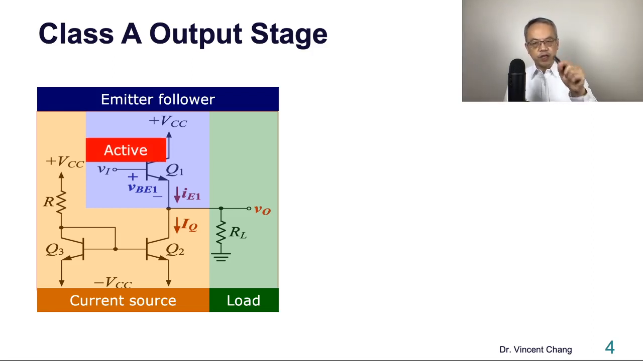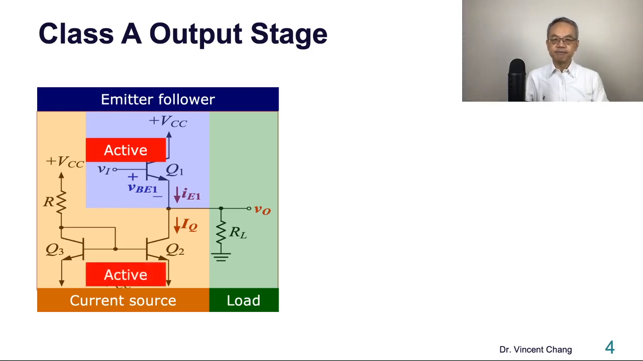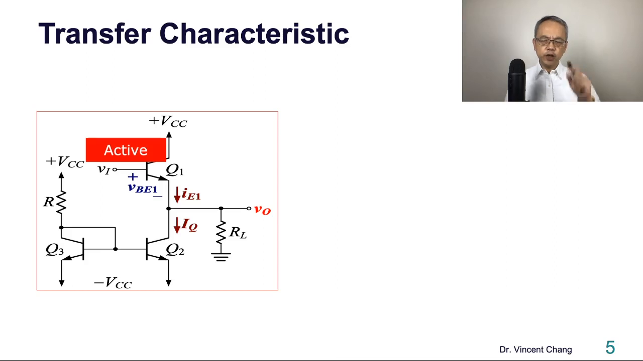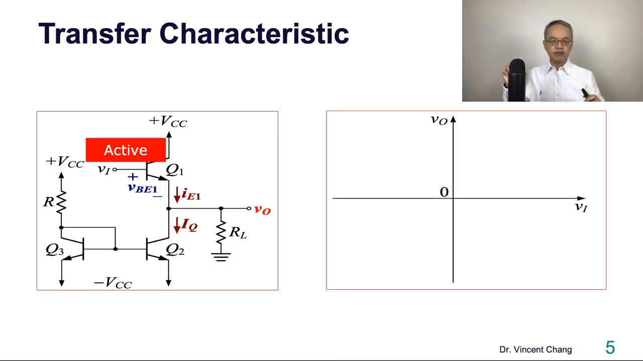For the emitter follower to function normally, the transistor Q1 has to be operated in forward active region. Similarly, for the current mirror to operate normally, the current mirror transistor Q2 has to be operated in forward active region as well. So Q1 active and Q2 active. So if Q1 is in the active region, the large signal relationship between the output and the input has to be what? So look at the right-hand side.